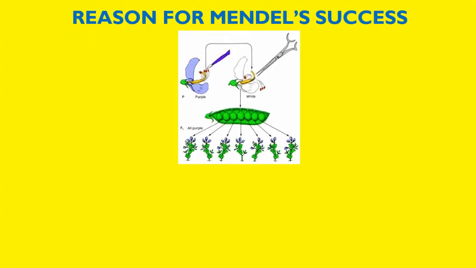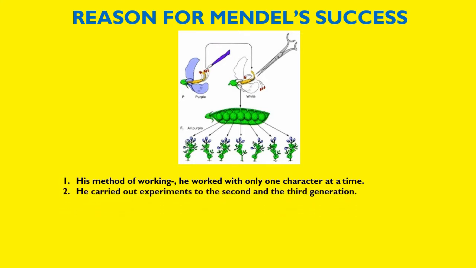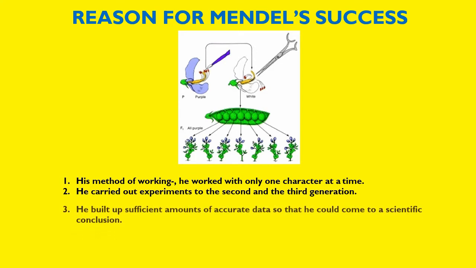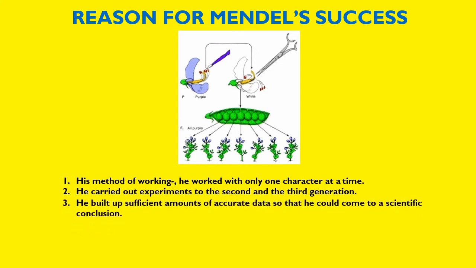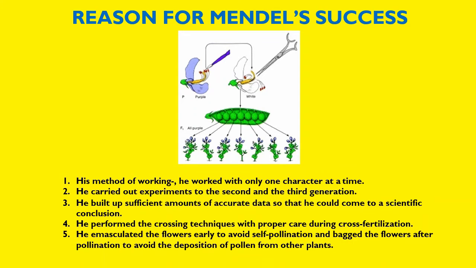Now the reasons for Mendel's success. Why did Mendel succeed? Mendel worked with only 1 character at a time. He carried out experiments to the 2nd and the 3rd generations. He built up a sufficient amount of accurate data so that he could come to a scientific conclusion. He performed the crossing techniques with proper care during cross-fertilization, and he emasculated the flowers early to avoid self-pollination and bagged the flowers after pollination to avoid the deposition of pollen from some other plants.